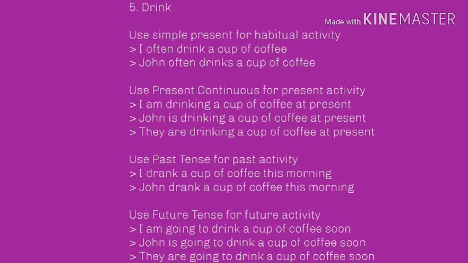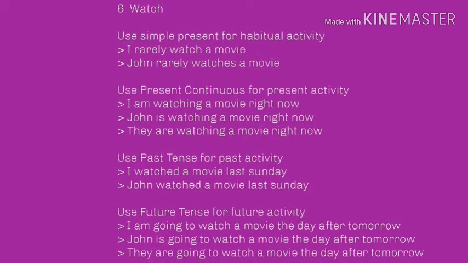Use past tense for past activity. For example, I drank a cup of coffee this morning. John drank a cup of coffee this morning. Use future tense for future activity. For example, I am going to drink a cup of coffee soon. John is going to drink a cup of coffee soon. They are going to drink a cup of coffee soon.